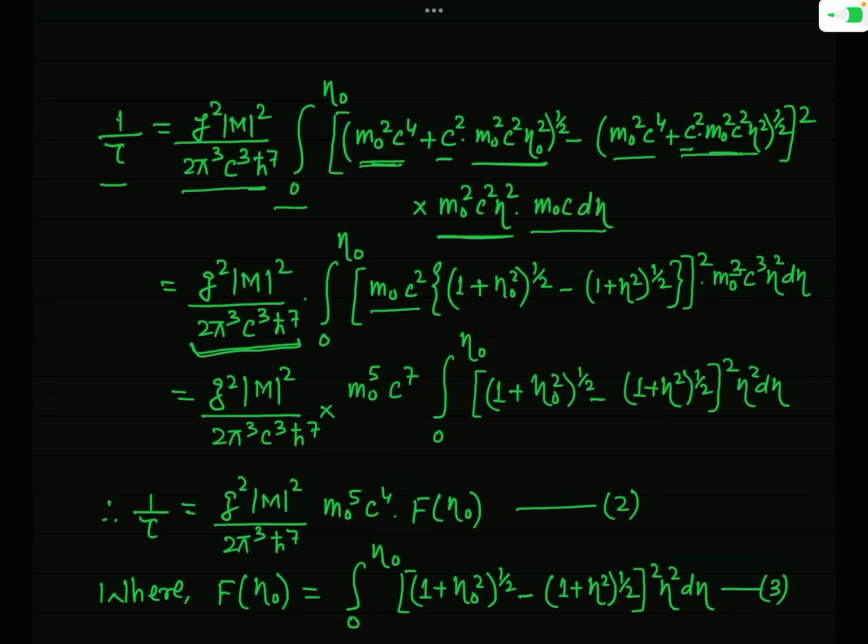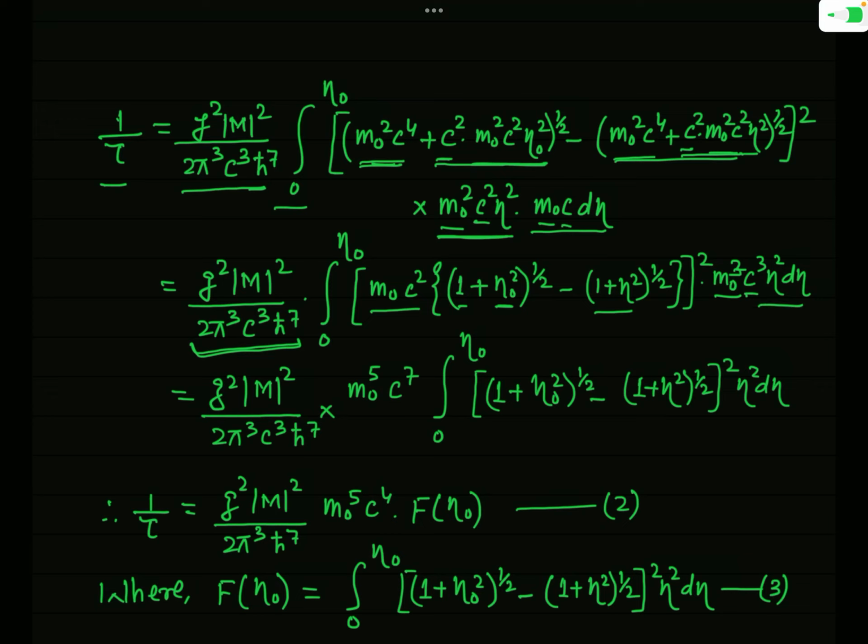In the first term there will be 1, and in the second term, since m naught square c4 is already taken out, there is eta naught square, so 1 plus eta naught square, whole to the power half. Similarly, in the second factor you can see there will be 1 plus eta square, whole to the power half, and a whole square. Outside you can see m naught square into m naught, that will be m naught cube, c square into c, that will be c cube, and eta square d eta.